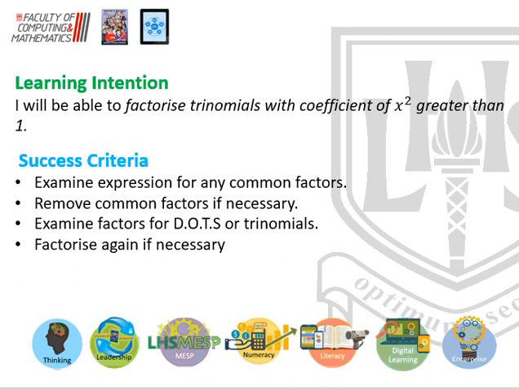So here, 4 success criteria. Examine for any common factors and remove them if you have them. Vital for a number of reasons like I've outlined. Then have a look at what you're left with inside the bracket, see if it's got a difference of two squares or trinomials, and factorise again if necessary. Okay, thank you very much.